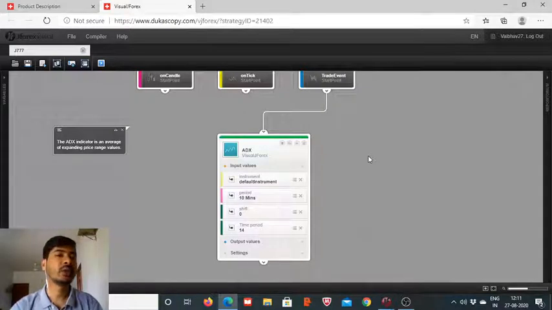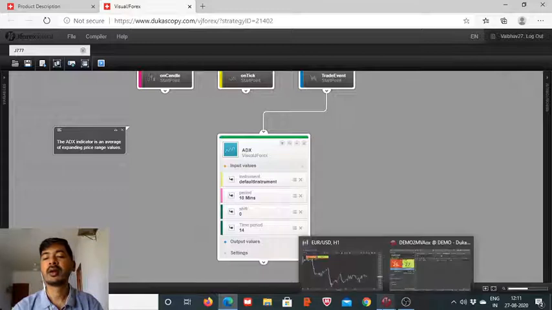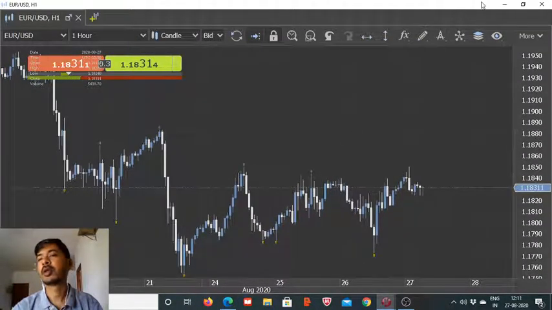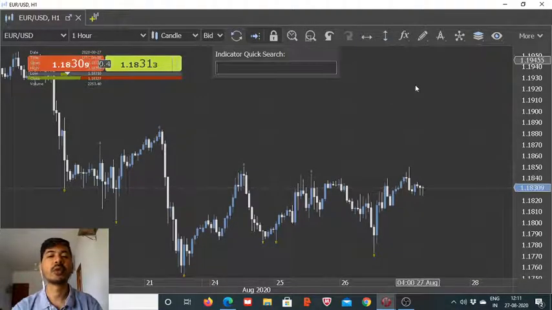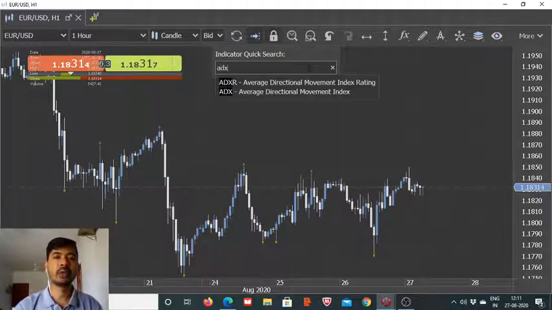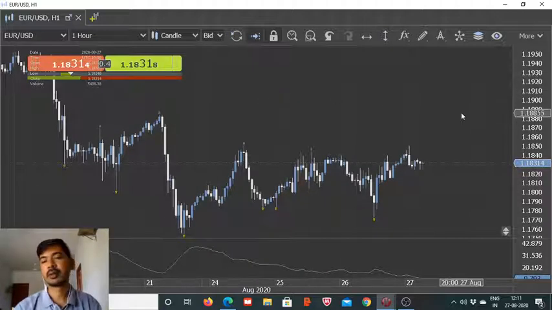We use this to determine the strength, and to see how to use it, we will also plot this on the chart, so it will be a lot easier for you to understand. Here all you have to do is a quick search, and here it comes: Average Directional Movement Index, ADX.